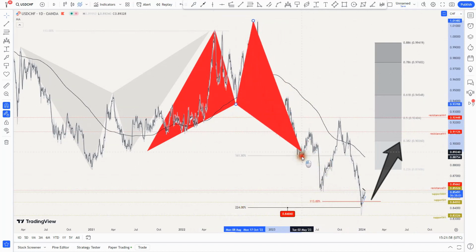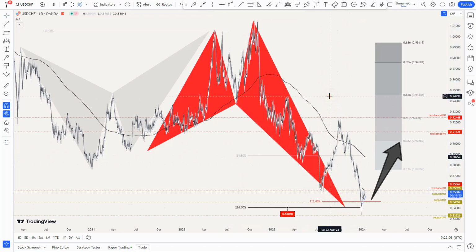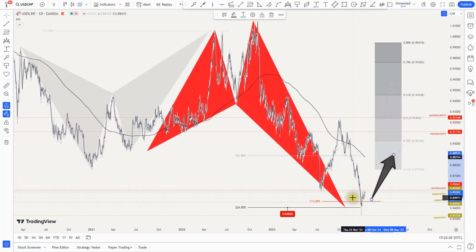Actually, we had a nice reaction to the upside from the golden Fibonacci level. Not enough to achieve the default targets, and then we have a nice swing to the downside, completing the 224, completing the bullish shark pattern at the 224% Fibonacci extension level. So I will assume the market is preparing territory to move to the upside. So it may take some time.